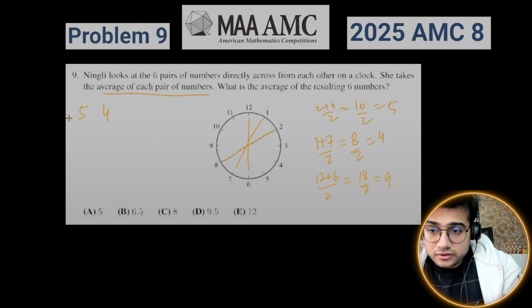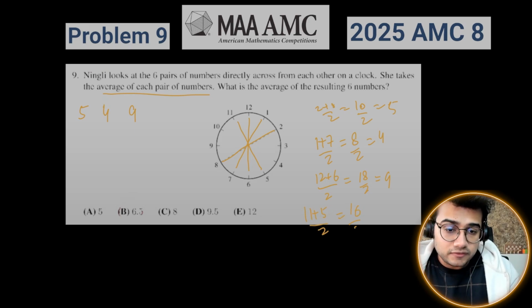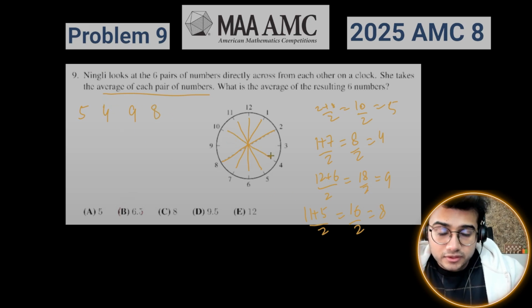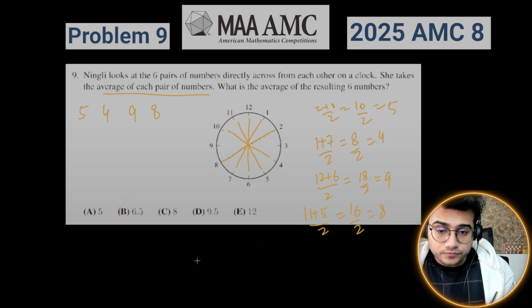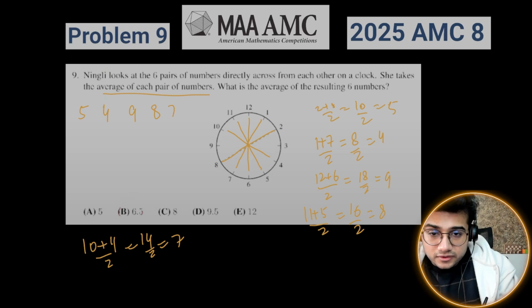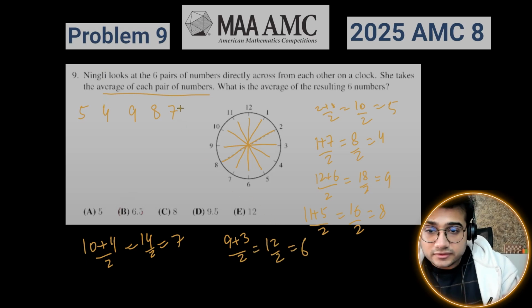Okay, so that's 9. What about this? Well, 11 plus 5 is going to be 16. 16 divided by 2 is 8. What about this? That's 10 plus 4. So let's do it here. 10 plus 4 divided by 2 is 14 divided by 2. That's going to be a 7. And the last pair is 9 and 3. So 9 plus 3 divided by 2, that's 12 divided by 2. That's going to be a 6.